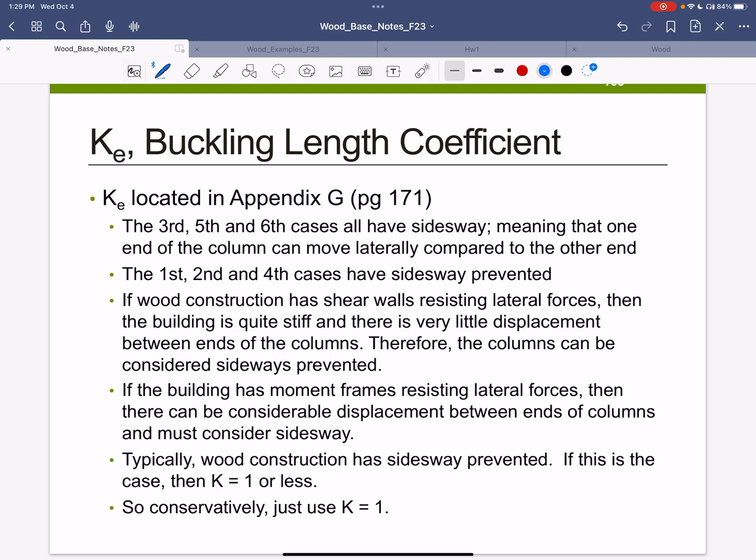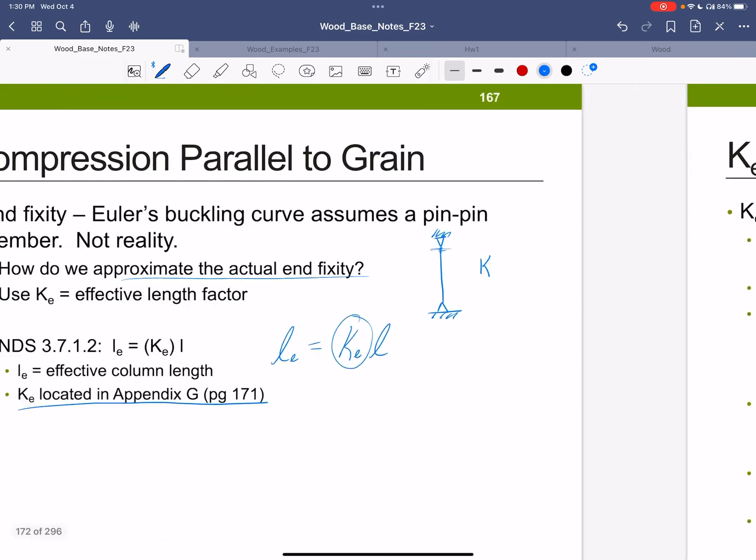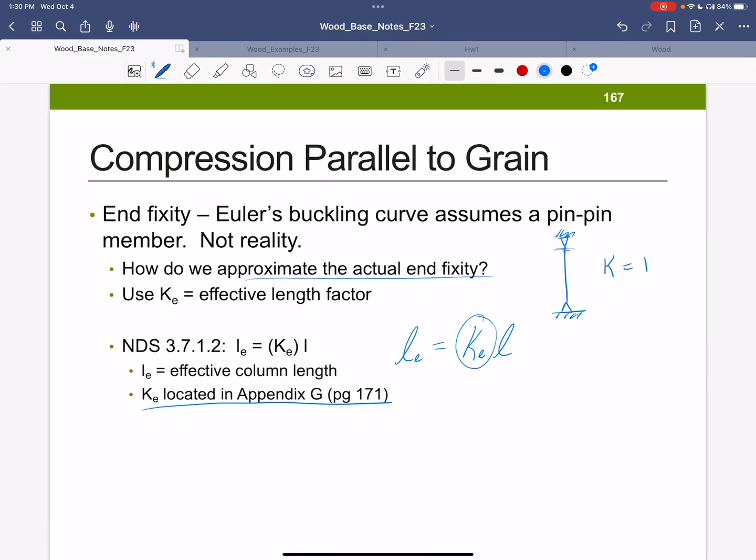Appendix G, effective column length, and it's got similar pictures to what you're used to seeing in the steel manual if you've seen those, and what the corresponding effective K values are. Okay, so they can range anywhere from about 0.5 up to 2, and the pure pin case is K equals 1. Which is basically, I always think of it as one straight curve over the length, right? How could I get more than one?